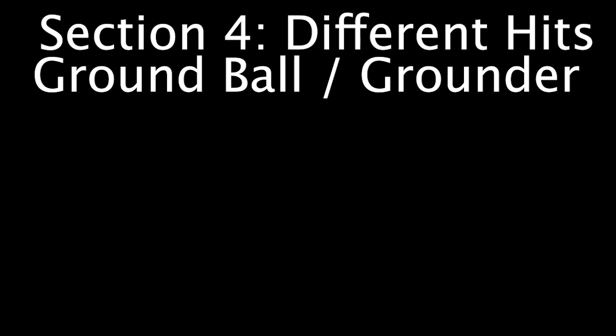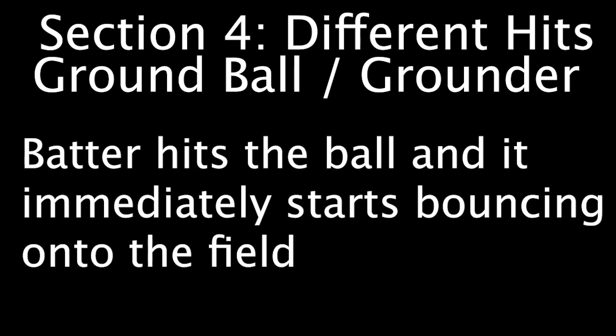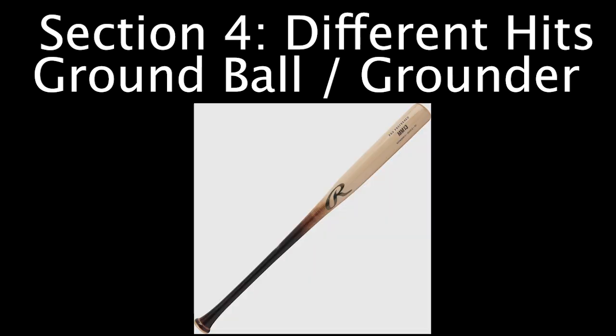A ground ball is when the batter hits the ball and it immediately bounces onto the field. So when you see those scenarios where the ball immediately starts bouncing or goes to the point where it is basically rolling, that is a ground ball. Now, usually a ground ball happens because the ball hit the bottom of the barrel. As the batter is swinging, the bottom of the barrel is the one that made contact with the ball, and that is exactly why there was a grounder.